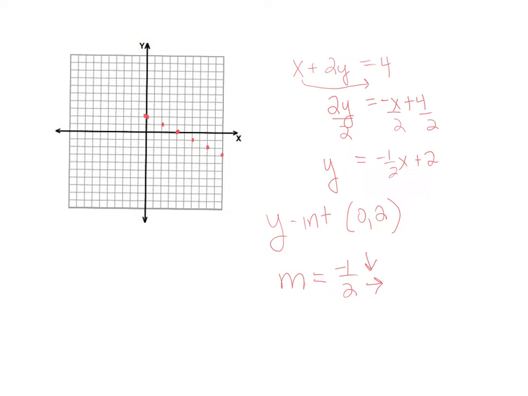And remember, I could always reverse that and go up 1 and to the left 2. And that'll give me the points here that are over in quadrant. And then I'm going to take and draw my line. Now you would be using a ruler or a straight edge to draw your line.